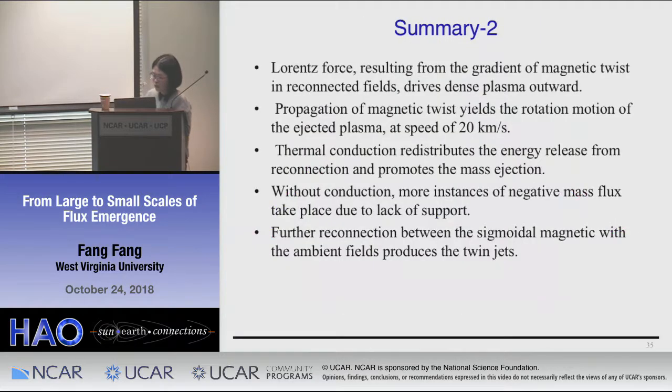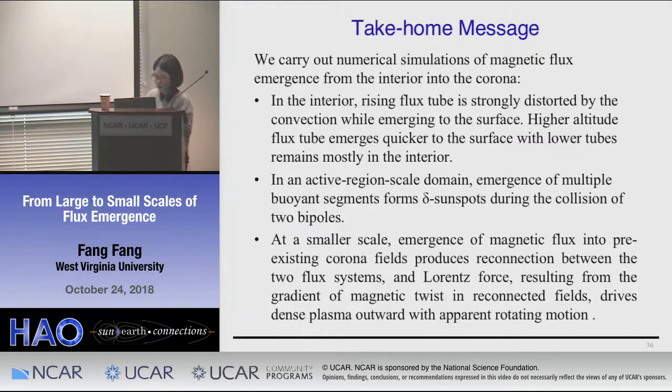So to summarize, we find that the Lorentz force resulting from the gradient of magnetic twist drives dense plasma outward, and also propagation of magnetic twist produces the rotating motion of the plasma. Thermal conduction is very important, but I didn't show that. And further reconnection between the sigmoidal magnetic structure and the ambient fields produces the observed twin jet in the simulation. So this is the take-home message.